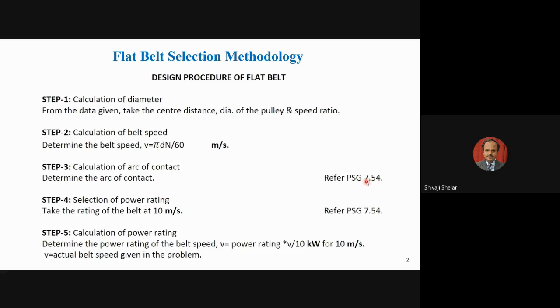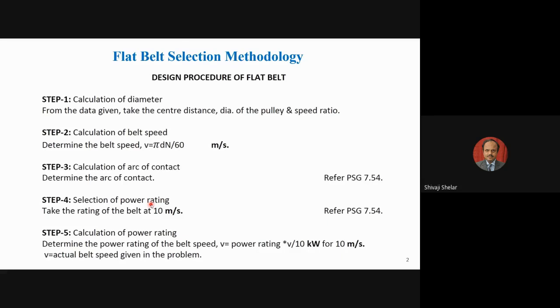So we will refer to this formula and determine the angle of contact. Next, once you determine this angle of contact, the next step is to select the power rating. The power rating will depend upon the type of belt you are selecting. In the PSG data book, there are two types of ratings available: one for high speed and another for the other belt type.